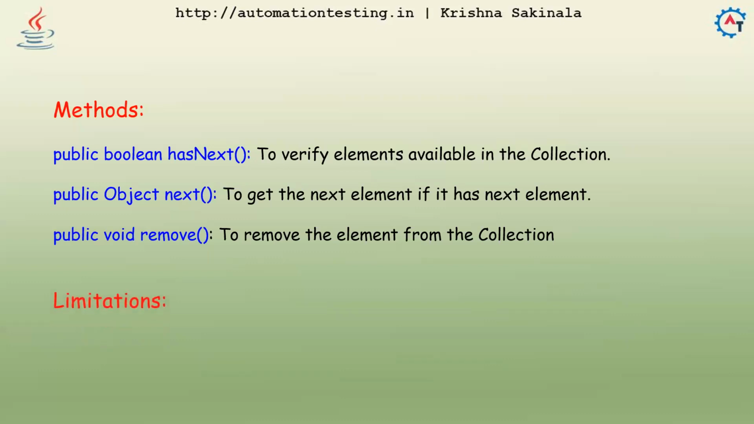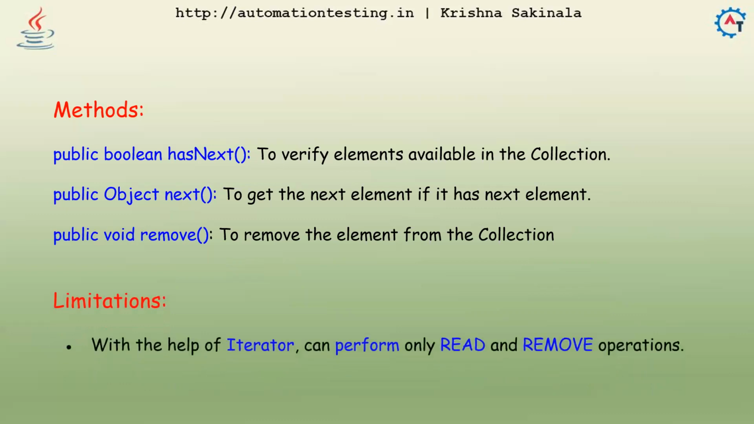Still, we have limitations here. With the help of iterator, we can perform only read and remove operations, and it works only in the forward direction. The reason is we have the next method only, so we can get the next element only. We will see all these things with the help of one example.